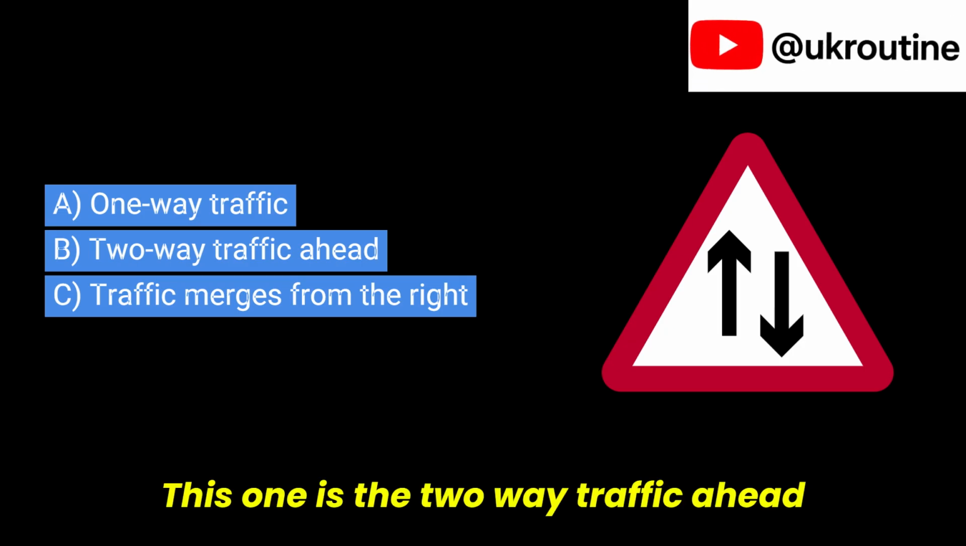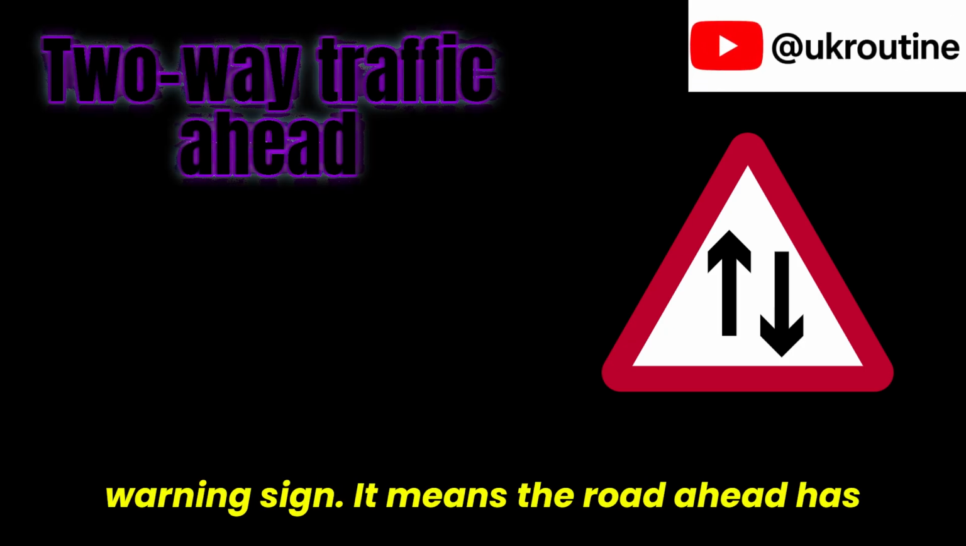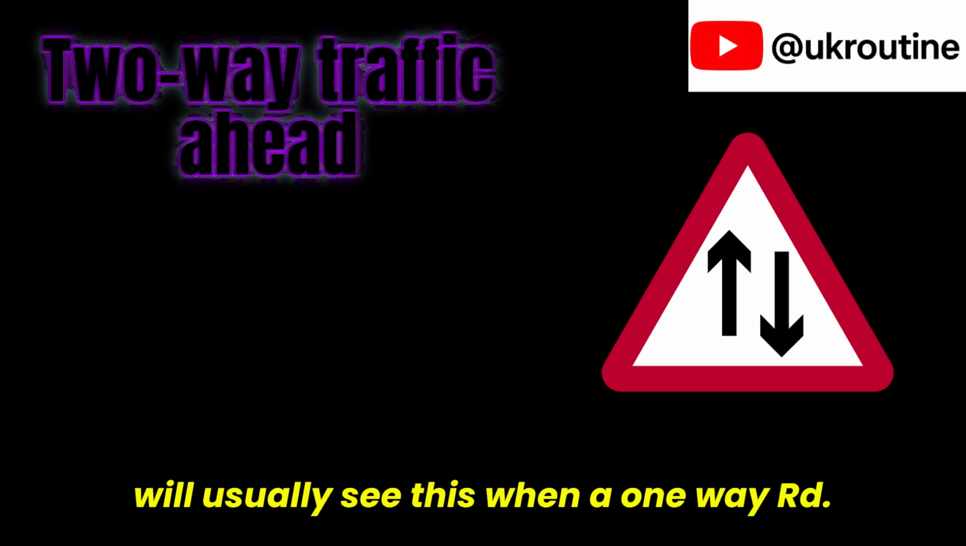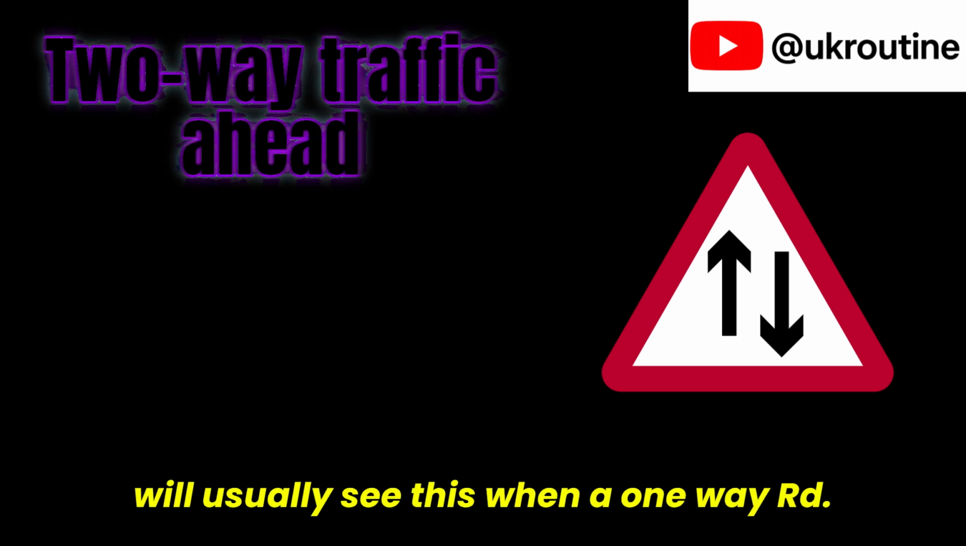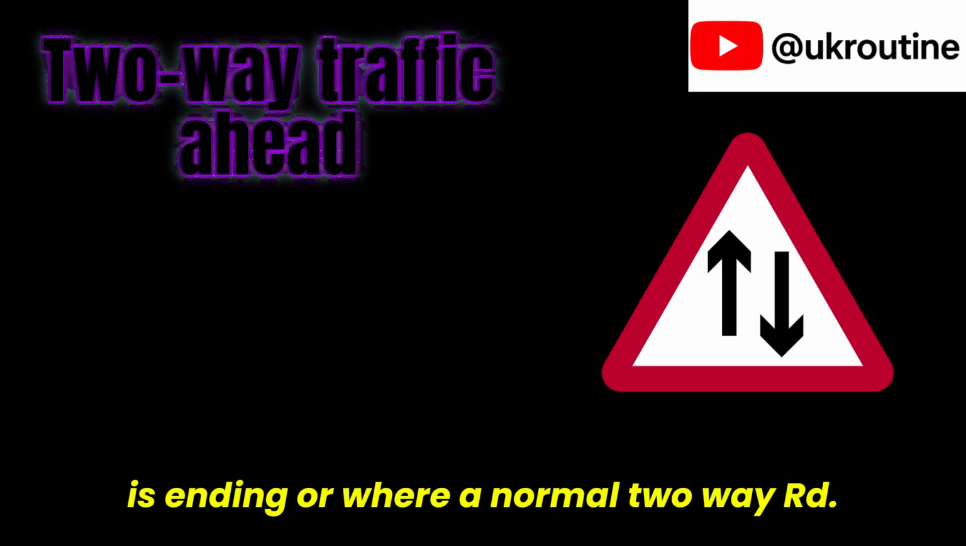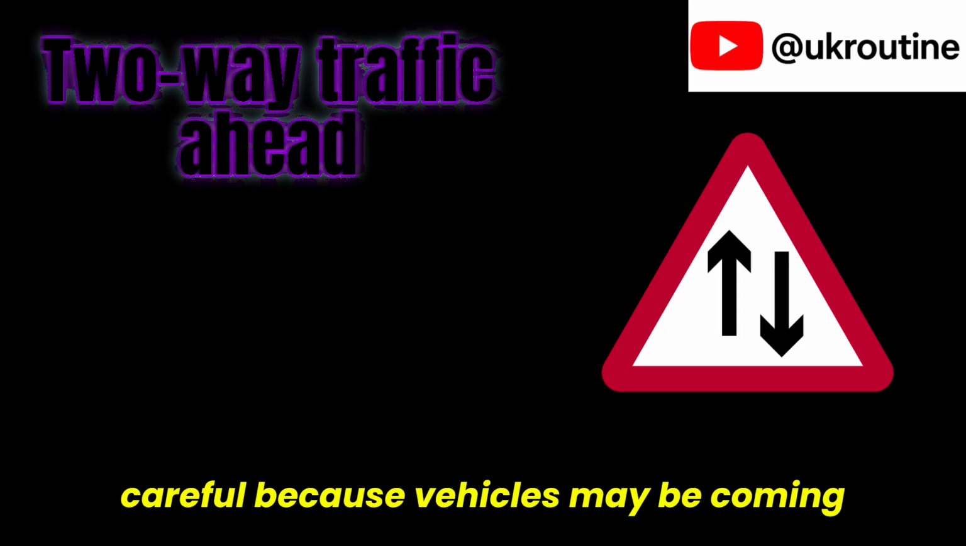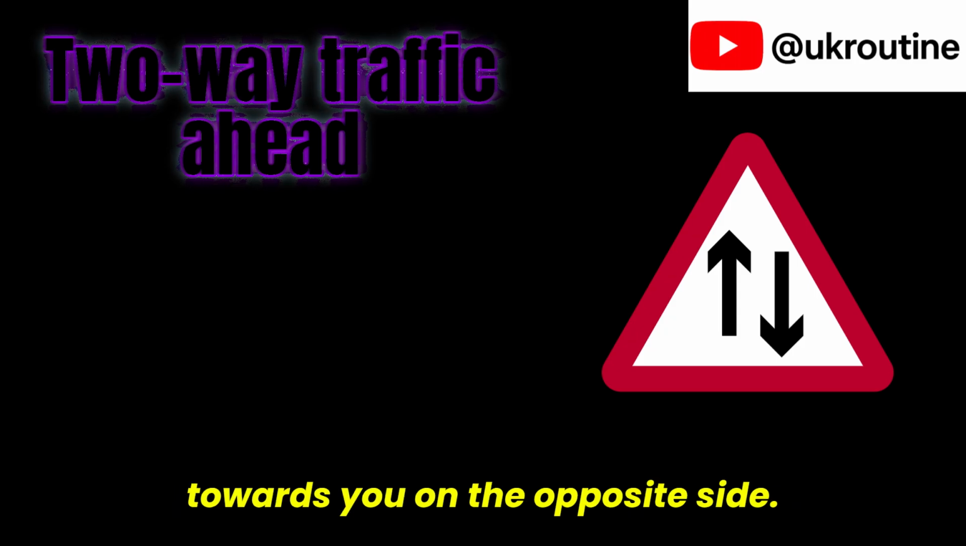This one is the two-way traffic ahead warning sign. It means the road ahead has traffic moving in both directions. You will usually see this when a one-way road is ending or where a normal two-way road begins. If you see this sign, be extra careful because vehicles may be coming towards you on the opposite side.